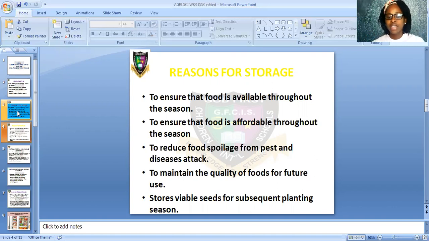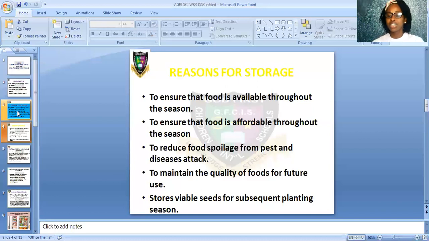Four, to maintain the quality of food for future use. That is another reason for storage of agricultural produce. Because once you have harvested the farm produce and you want to keep it for future use, you can store it so that it can be kept for future purpose.